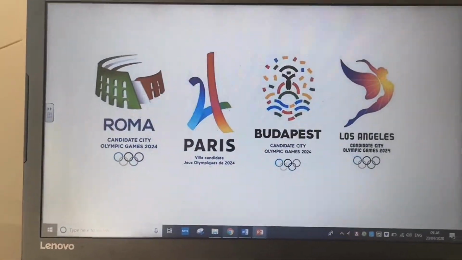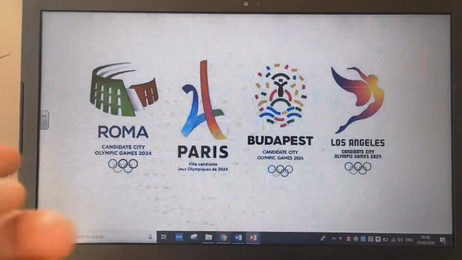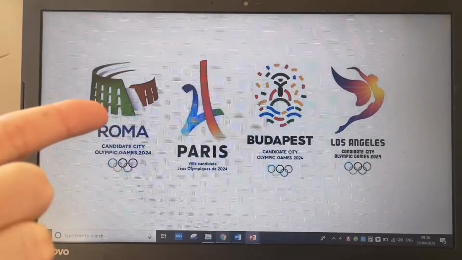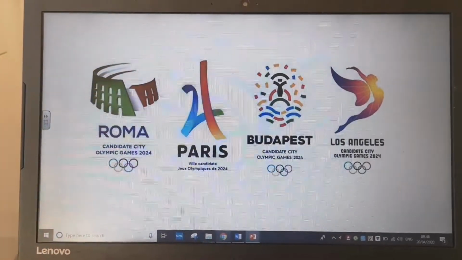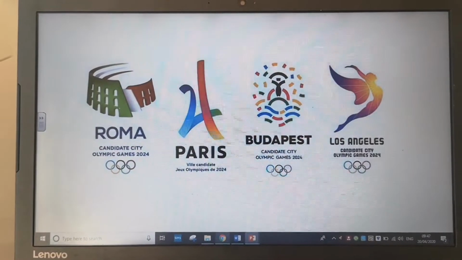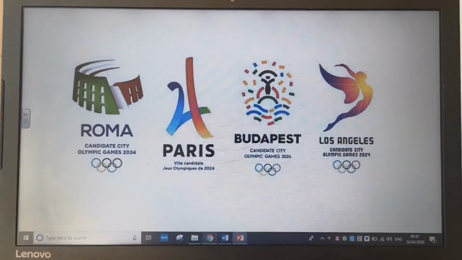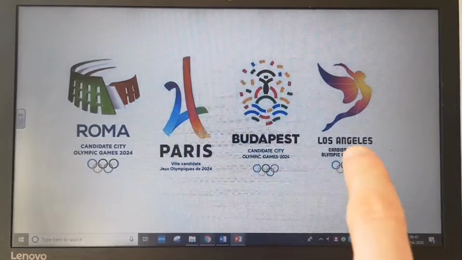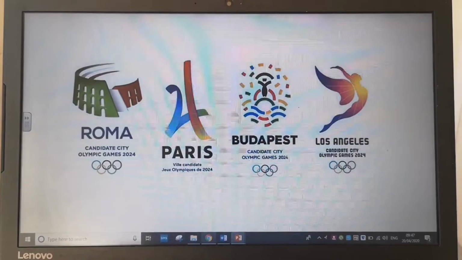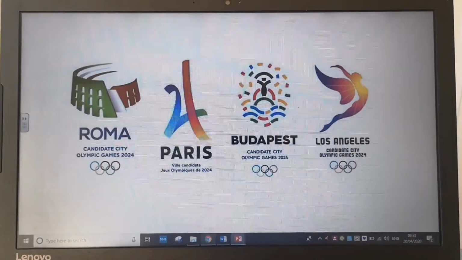And so 2024, these were the 4 cities that went for it. Rome again went for it, didn't get it. New logo. They've got the flag involved this time. Colosseum. Paris, you might recognise that artistic variation of the Eiffel Tower. Budapest in Hungary, and Los Angeles, who bid for the 2024 and the 2028. So they got one of them in the end, and they've got themselves an angel because they're known as the City of Angels.